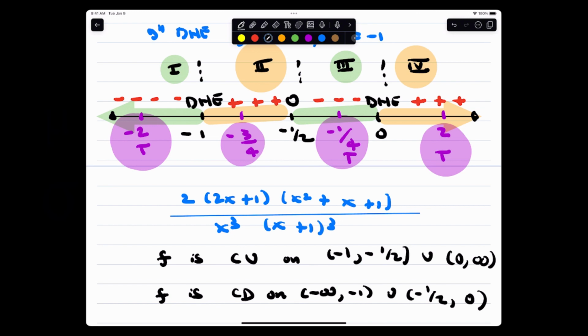No, you can't switch the order. Okay, it's a good question. This is interval notation. You don't want to write it backwards. It's read from smallest to largest.